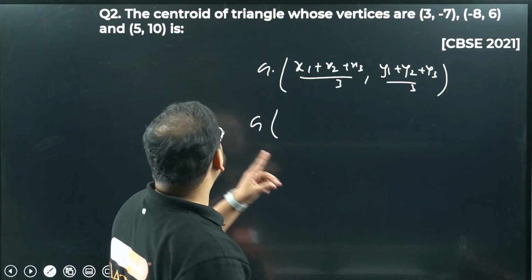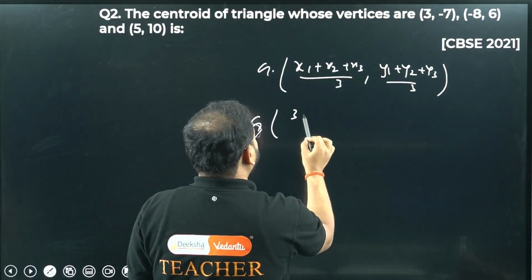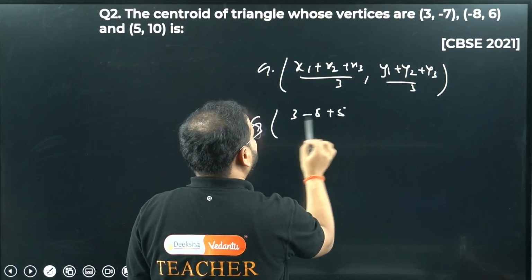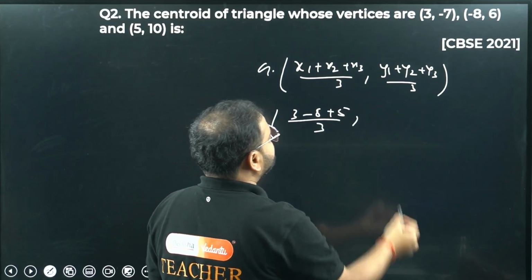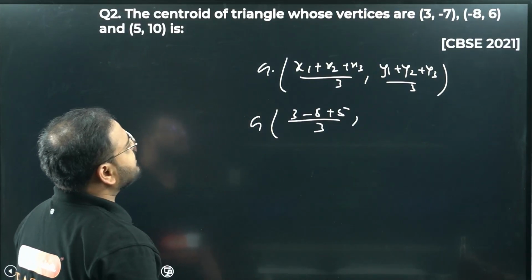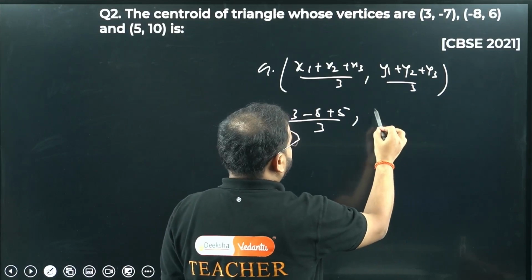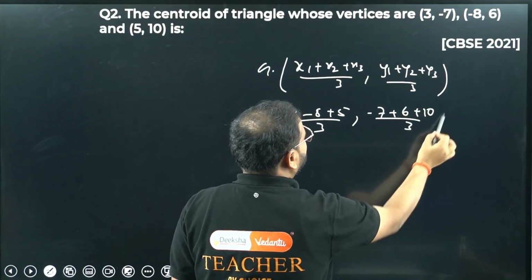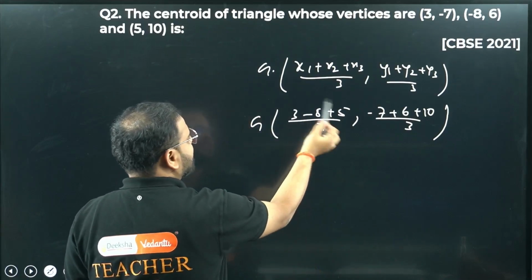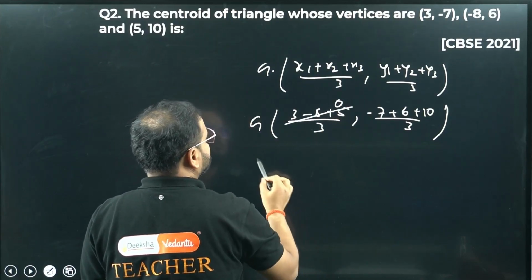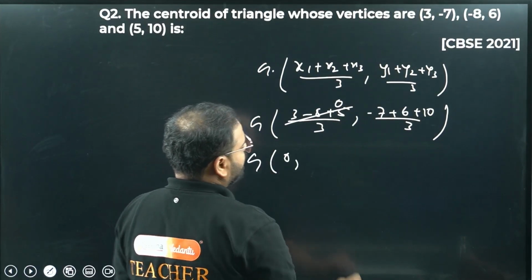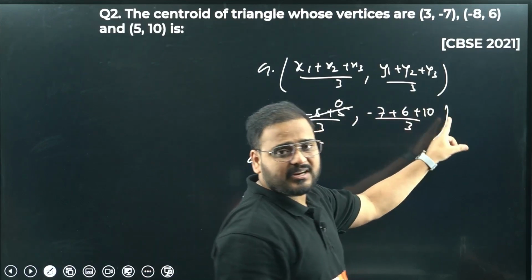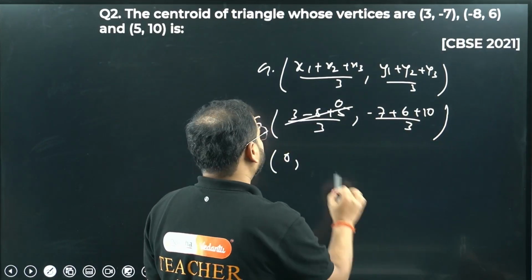x1 is 3, minus 8, plus 5, by 3. And (y1 plus y2 plus y3) by 3: minus 7, 6, plus 10, by 3. Have a look. 5 plus 3 is 8, minus 8 is 0. So the x coordinate is 0. Minus 7 plus 6 is minus 1, and plus 10 will be 9, by 3 will be 3.